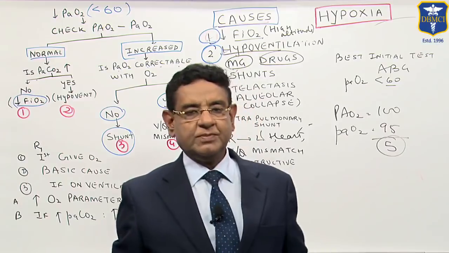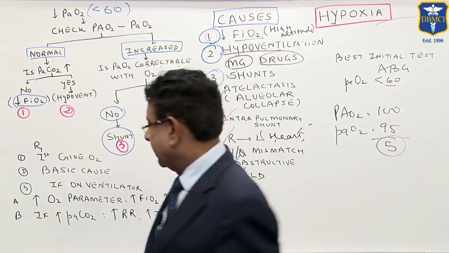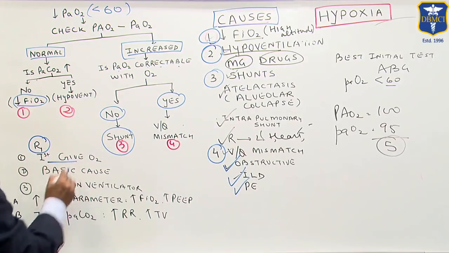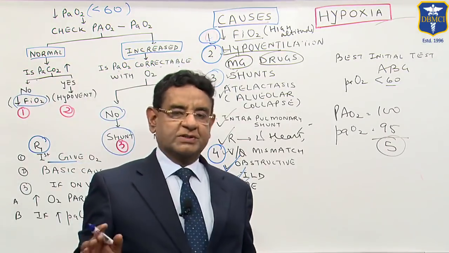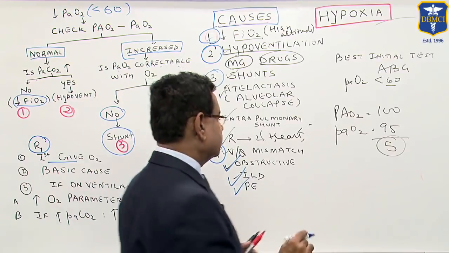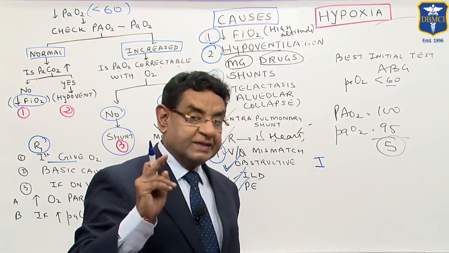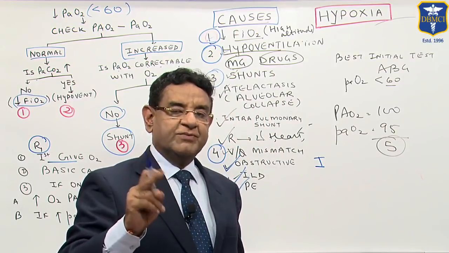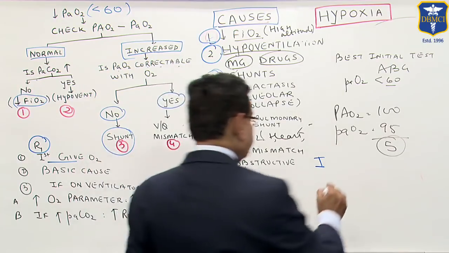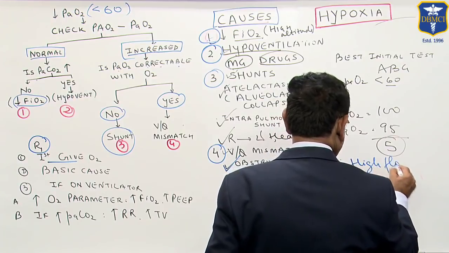So now how to treat a case of hypoxia? Treatment of hypoxia comes to us. First thing is give oxygen. Now how to give oxygen? Suppose the patient has type 1 respiratory failure. That means there is hypoxia with hypocarbia or normal CO2. You give high flow oxygen.